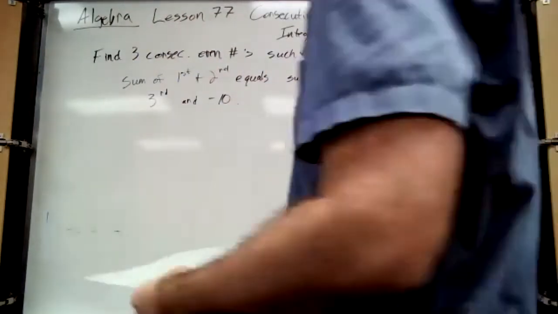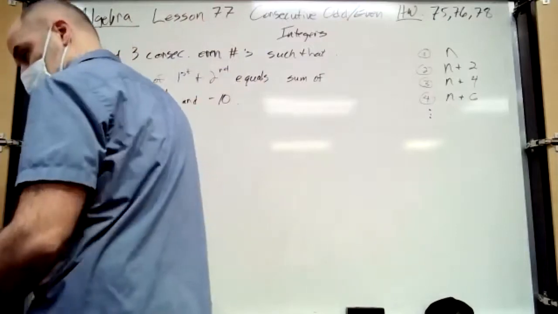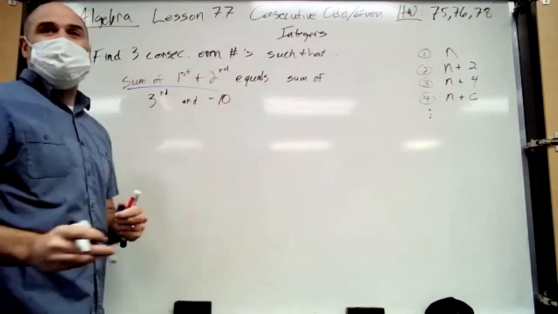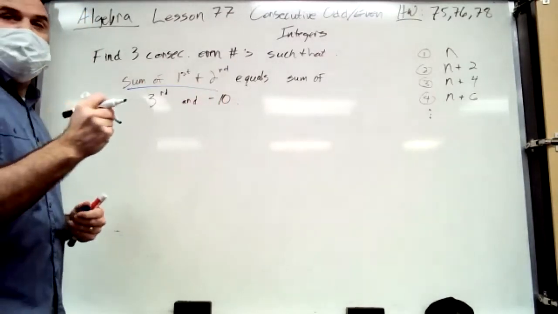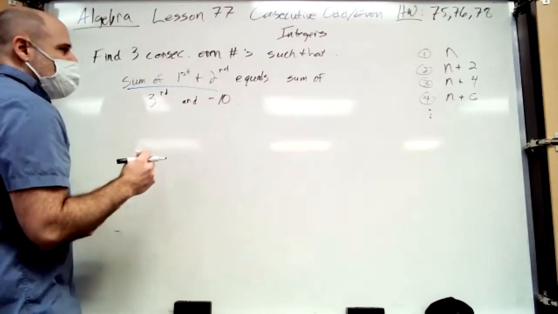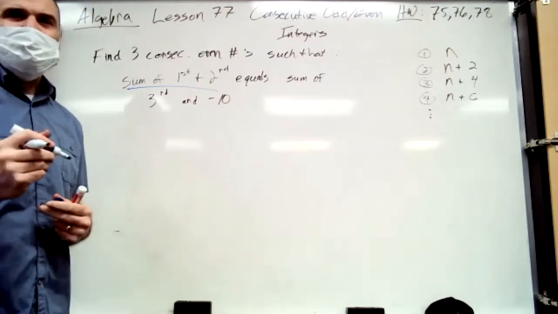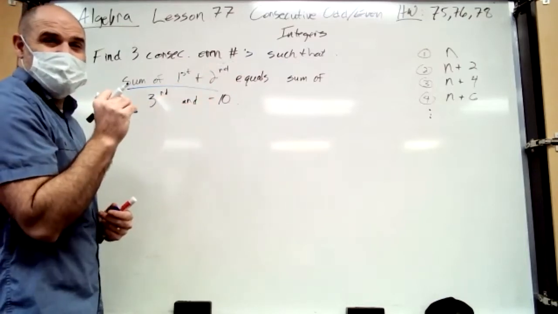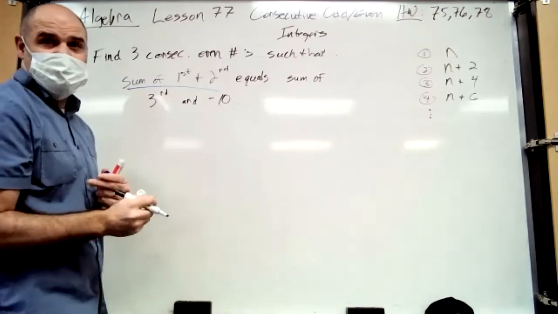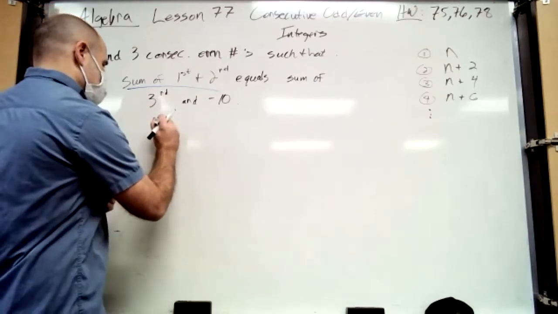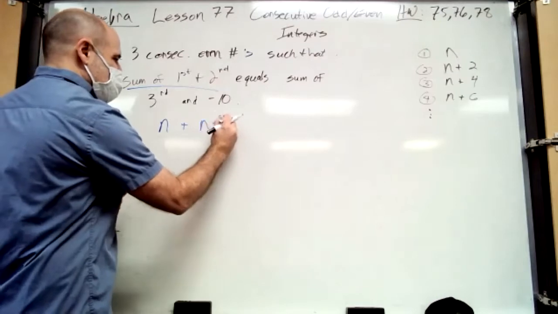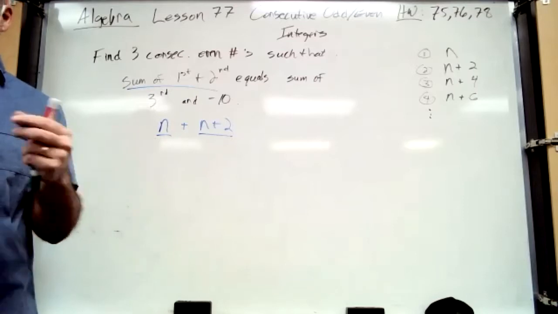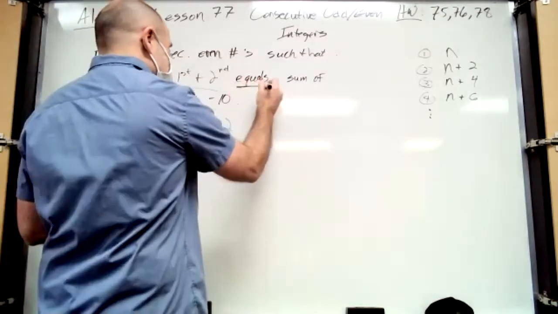Okay, so let's translate this. No problem. How do you say the sum of the first and second? Oh, wait, is it n plus 2? So that looks like the second. N plus 2 is the second. So how do you do the sum of the first and the second? N plus n plus 2. Perfect. That's right. So I see how this is the first, and that's the second. So far, so good. And then we've reached our equal sign.